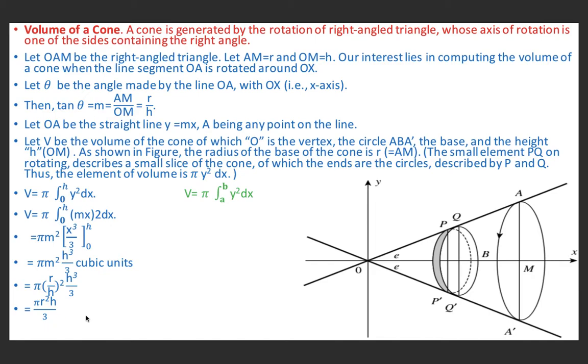Therefore, the volume of a cone is pi r square h upon 3 cubic units. It is generated by rotation of a right angle triangle whose axis of rotation is one side containing the right angle.